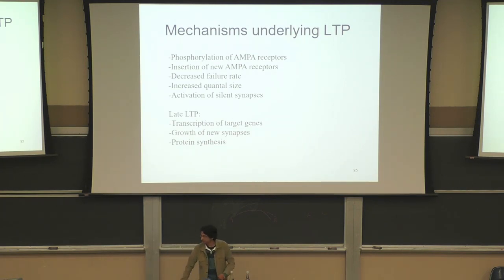Okay, so the mechanisms that could underlie LTP involve a very wide array of things. There's phosphorylation of AMPA receptors, insertion of new AMPA receptors, decreased failure rate, increased size of the response, activation of the silent synapses, and all of those are just for the early to medium phase of LTP. And for the late phase of LTP, we need to activate transcription of new genes, which will be the raw material used to make new dendritic spines and contacts, and that requires protein synthesis.